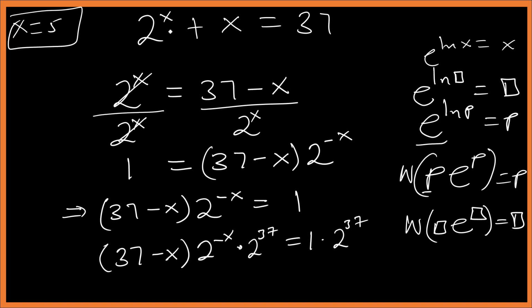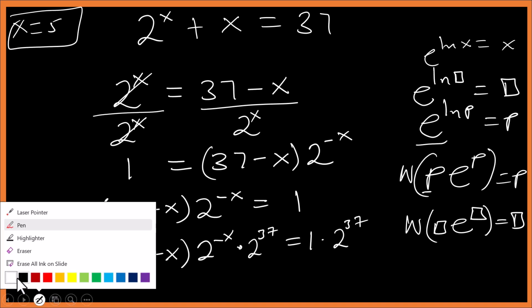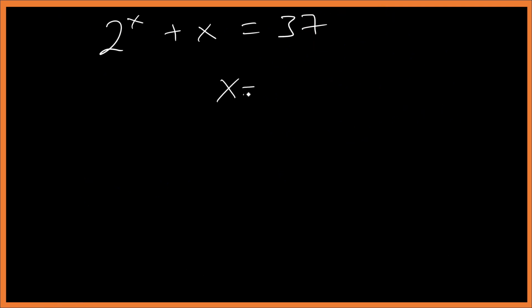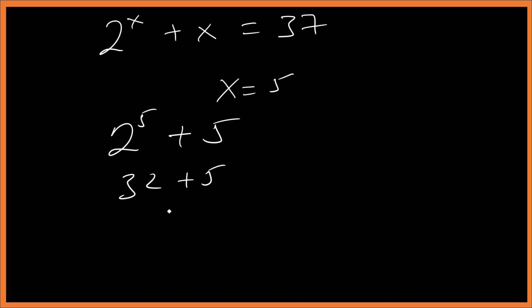So let's verify. Now let's plug in 5 and see. So x equals 5. So we have 2 to the power 5 plus 5. 2 to the power 5 is 32, plus 5 gives us 37.